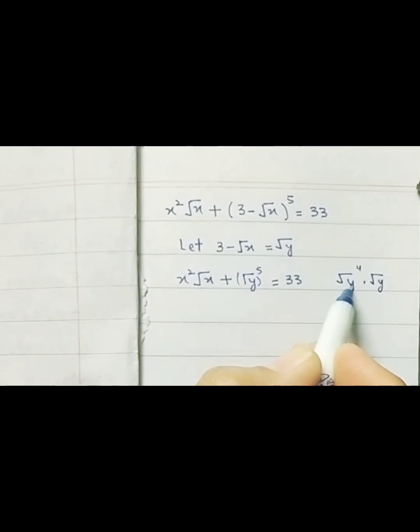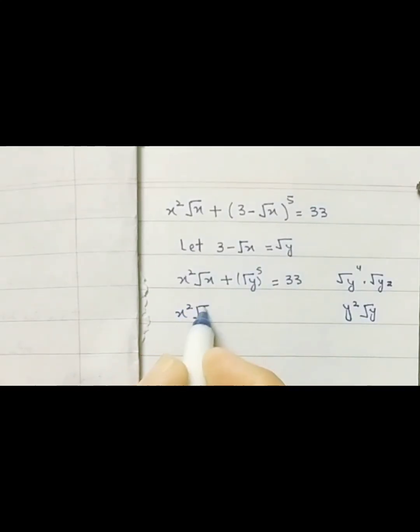So when we cancel square root y, with power 4 it will be y to the power 1 over 2 and it will be y square. So y square root y, x square root x. So both terms are now just the same. So now we can write it as x square root x plus y square root y is equal to 33.